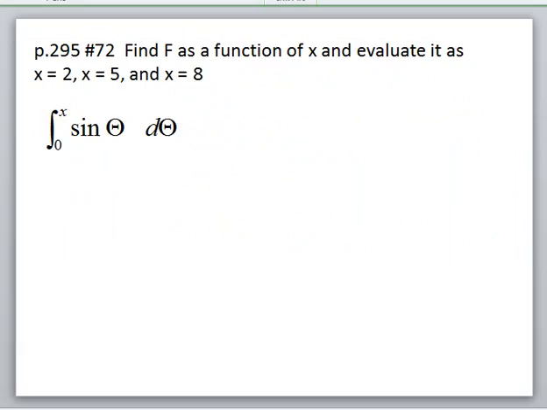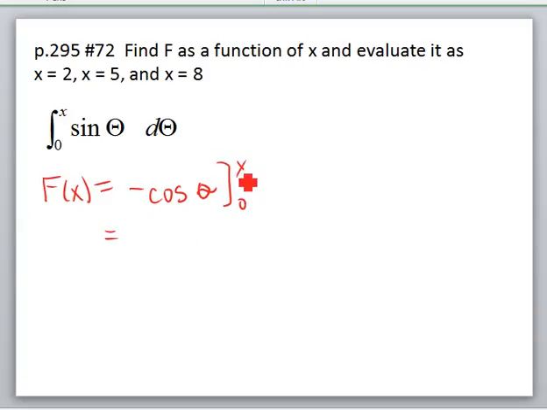Getting on to some of the other problems here, we're going to talk about finding big F, which would be the antiderivative of the function, and we're going to evaluate it when x is 2, x is 5, and when x is 8. So big F of x, which would be the antiderivative of this, would be negative cosine of theta, and we're going to evaluate that from 0 to x.